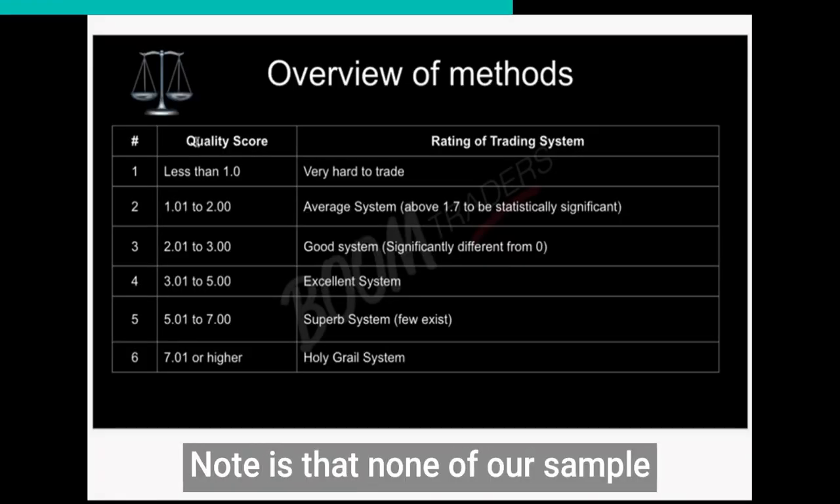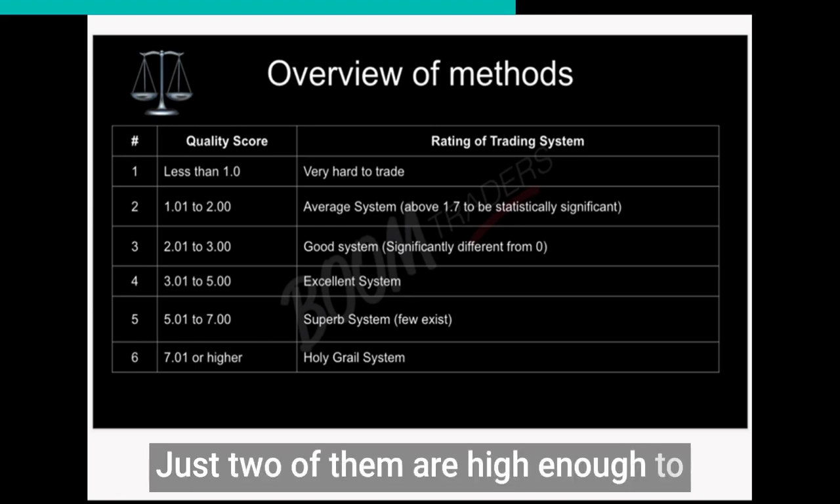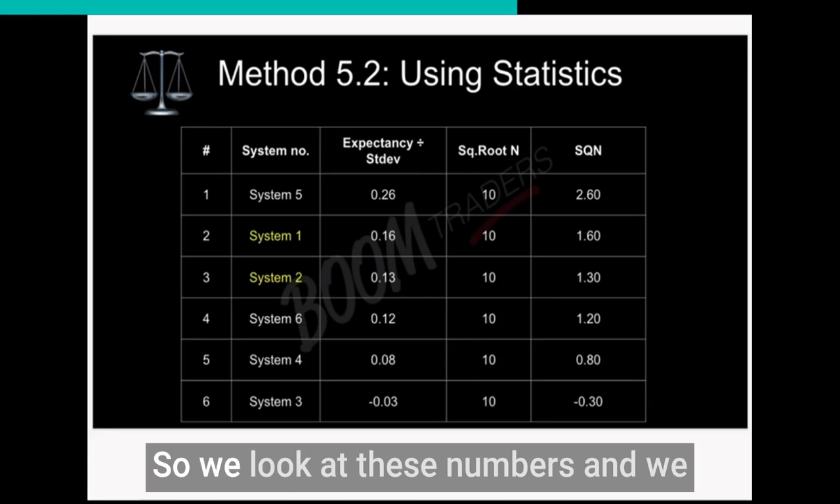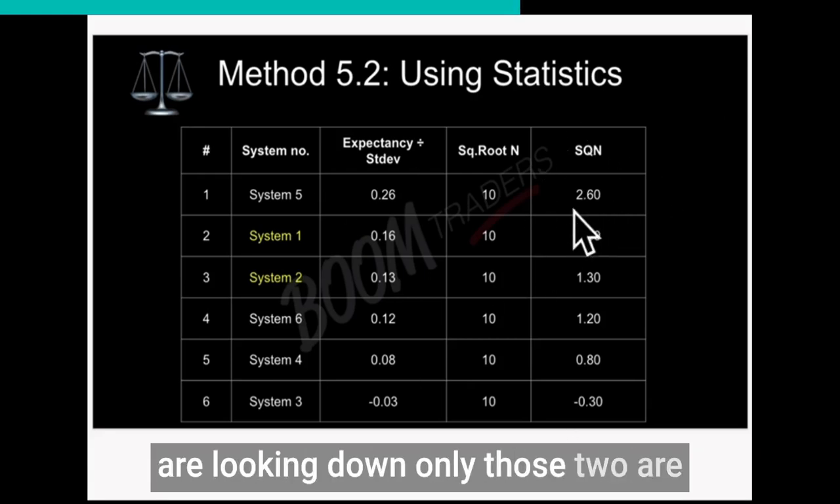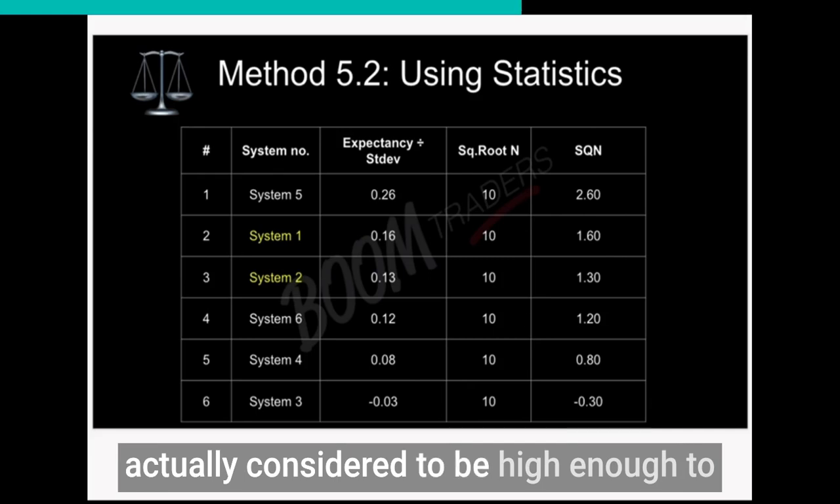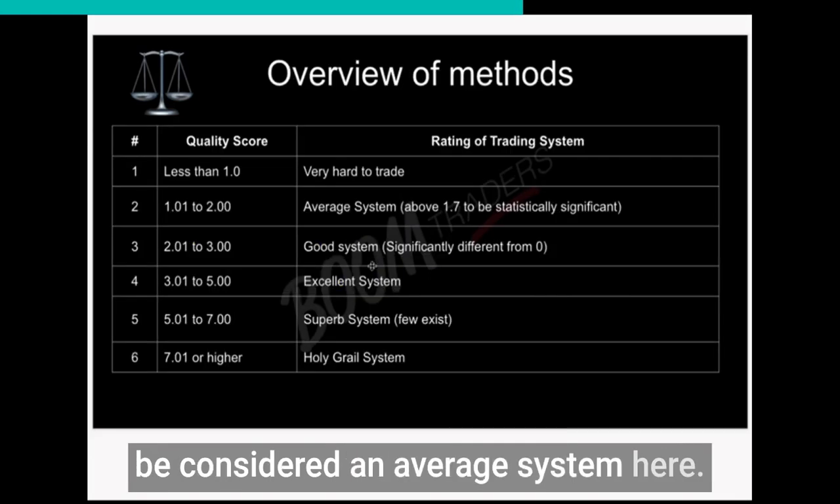Notice that none of our sample systems are actually really good. Just 2 of them are high enough to be considered an average system. So we look at these numbers and see that only those 2 are high enough to be considered an average system.